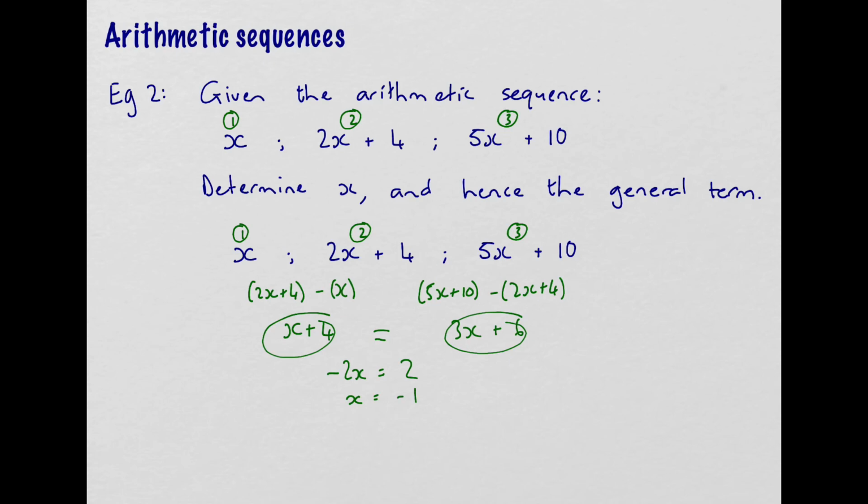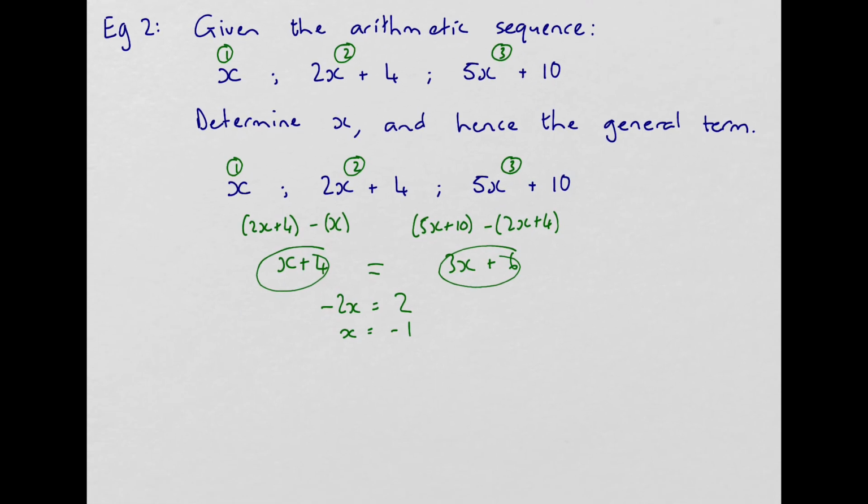Now they want us to determine, hence, the general term. So we're going to rewrite this sequence, instead of in terms of x, with the actual value. Term 1 is x, so term 1 has to be negative 1. Term 2 is 2x plus 4, so if x is negative 1, then 2 times negative 1 is negative 2, plus 4 is positive 2. For term 3, 5 times negative 1 is negative 5, plus 10 is positive 5. So those are the first three values of the sequence.